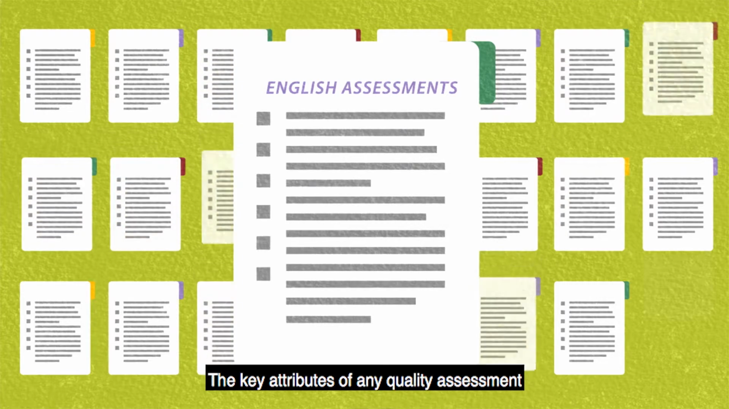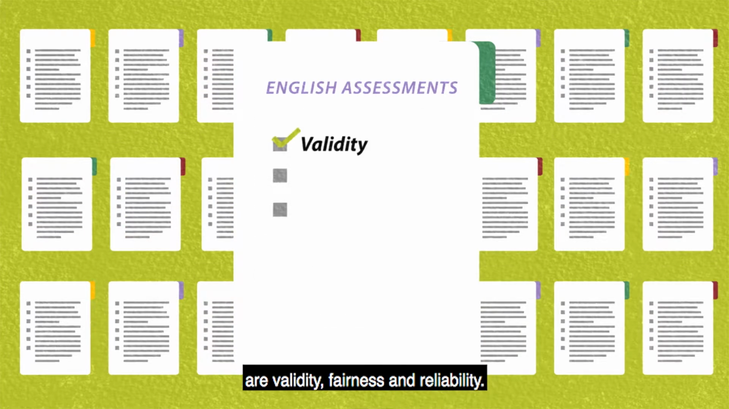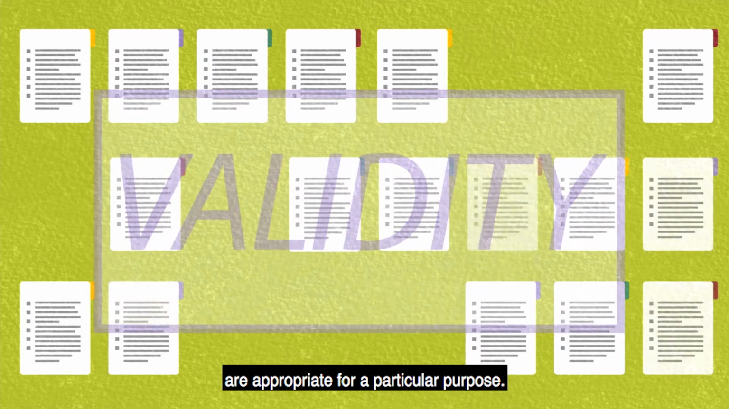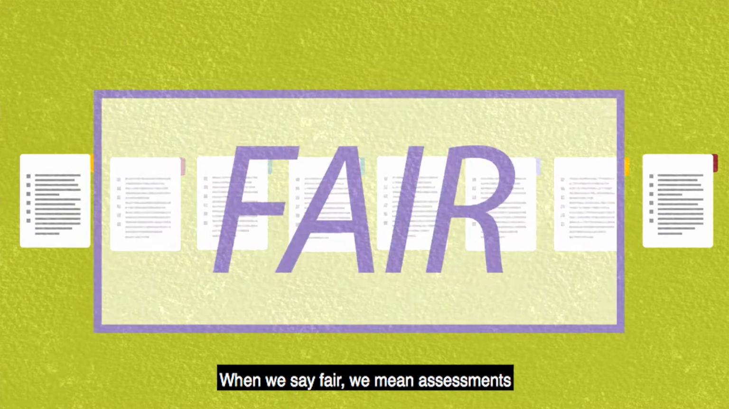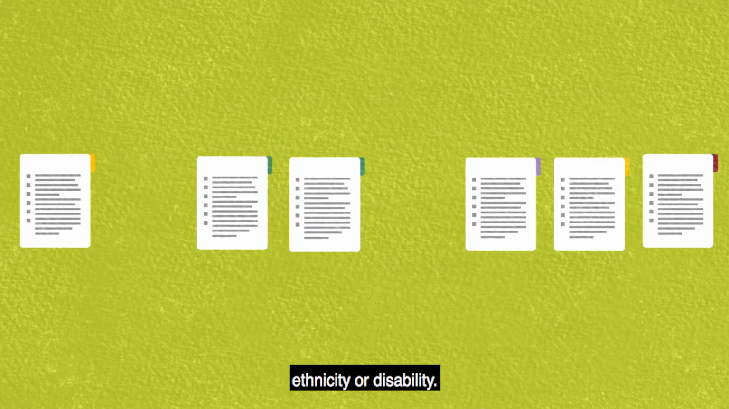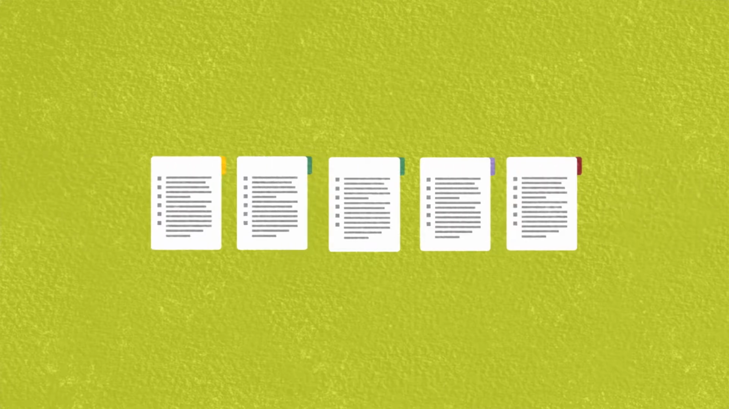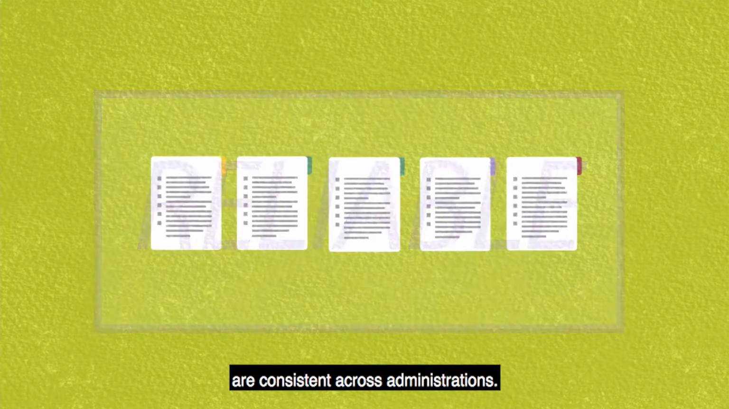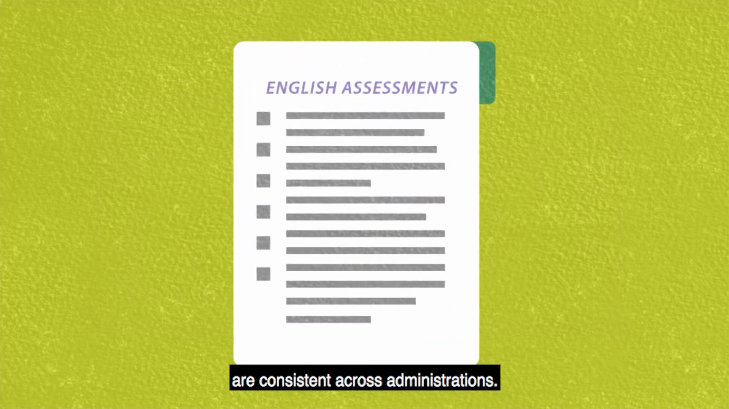The key attributes of any quality assessment are validity, fairness, and reliability. Validity is the extent to which the test scores are appropriate for a particular purpose. When we say fair, we mean assessments that are standardized, unbiased, and accessible to anyone, anywhere, regardless of gender, race, ethnicity, or disability. An assessment is reliable when the test scores are consistent across administrations.